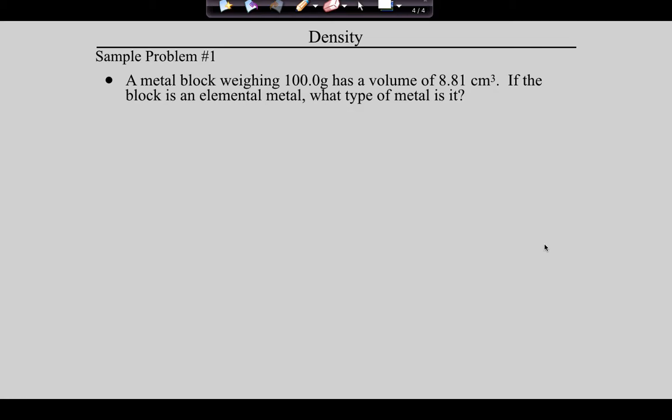Guys, I would encourage you to write this down with me. It says, you have a metal block that weighs 100 grams and its volume is 8.81 centimeters cubed. If the block is an elemental metal, what is it? And guys, this is something you're going to be doing in lab on Thursday, which is why we're talking about it now.